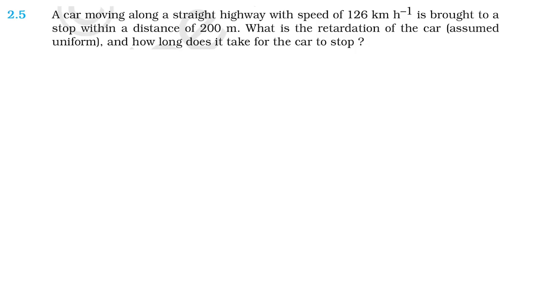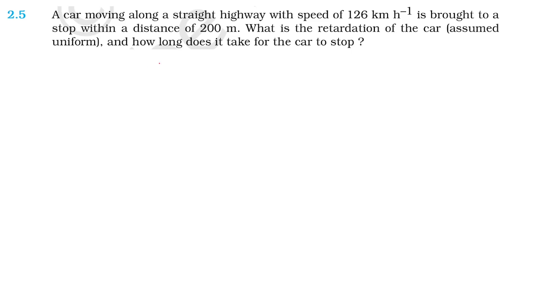A car moving along a straight highway with a speed of 126 km per hour. This type of question is there in the chapter laws of motion. But let me discuss. A car moving along a straight highway with a speed of 126 km per hour is brought to a stop within a distance of 200 meters. What is the retardation of the car and how long does it take the car to stop?